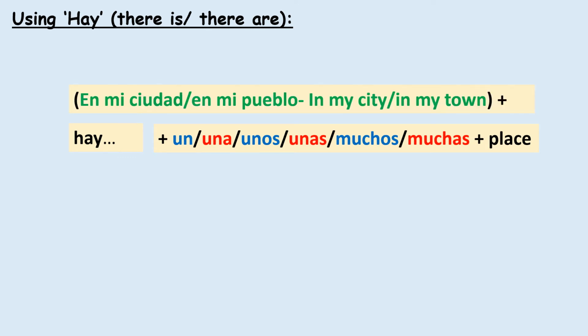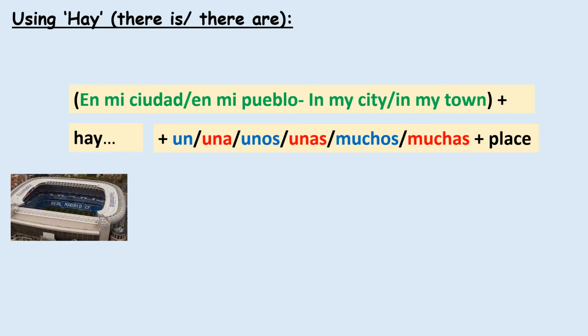You can also add at the beginning of your sentence, en mi ciudad, in my city, or en mi pueblo, in my town. So let's see some examples to put this together. For example, look at this picture. In my city, there is a stadium. How would I say this in Spanish? En mi ciudad hay un estadio. In my city, there is a stadium.